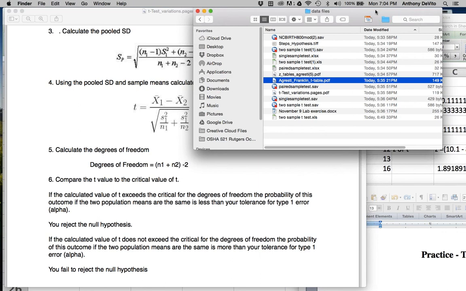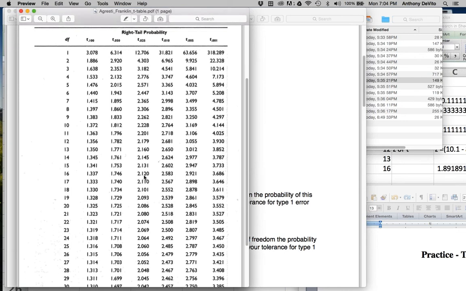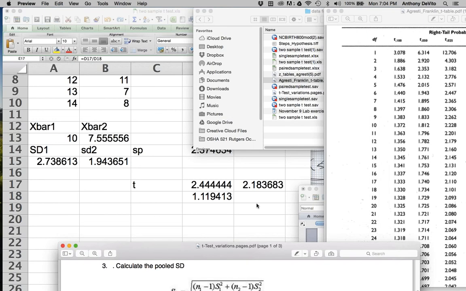2.1. Was it 2.12? Well, you people have worse memory than I do. 16. It was 2.12. Very good. Exactly right, 2.12. And what was it? 2.18. So I've exceeded my critical value.